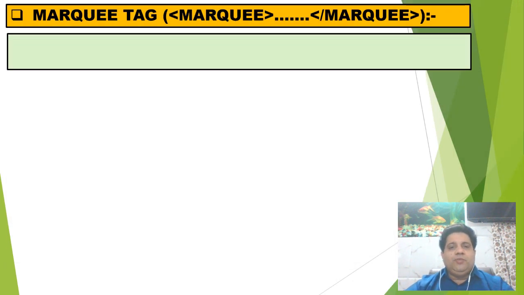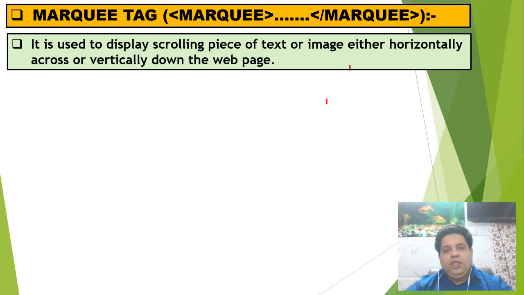Now there is a marquee tag. Marquee tag is used to display some animated text. The text that you can move from left to right, top to bottom, right to left. It is used to display a scrolling piece of text or image. It means you can make your text as marquee or you can make your image as marquee. Now you can move it horizontally across or vertically down the web page.